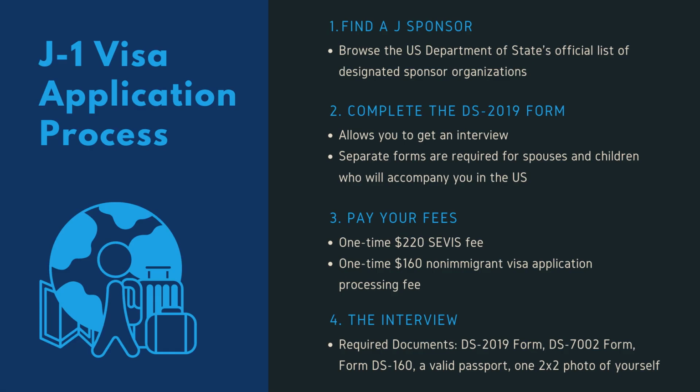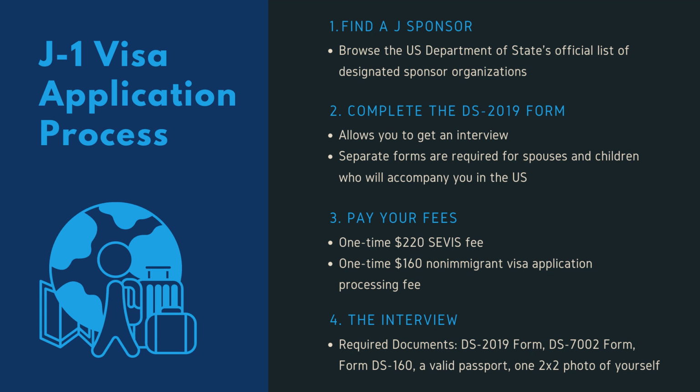The process of applying for a J1 visa differs from that of the F1 and M1 visas. If you're interested in any of the exchange visitor programs that we discussed earlier in the video, stay tuned as we take you through the steps of applying for a J1 visa. In order to apply for a J1 visa, the first thing you'll need to do is find a J sponsor. There are many J sponsors located across the US that work in various fields. To find a J sponsor, we recommend browsing through the US Department of State's official list of designated sponsor organizations. We'll put that link in the description for you.